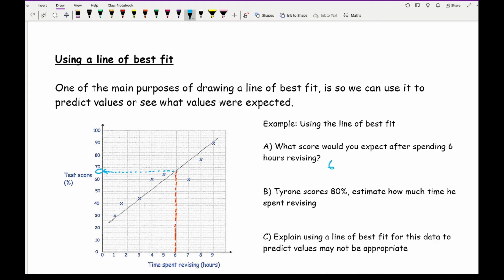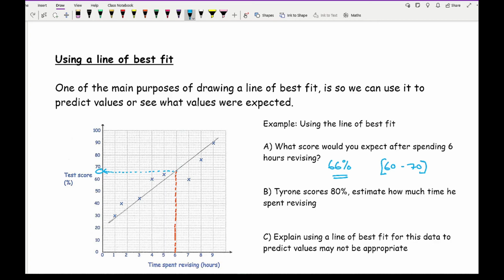So I would say my answer there would be 66%. Now again, in the mark scheme, they may say any answer between, let's say, 60 and 70, depending on how you've drawn your line of best fit. So again, your answer might be different to the person sitting next to you, but as long as it's within the range, then that's going to be absolutely fine.